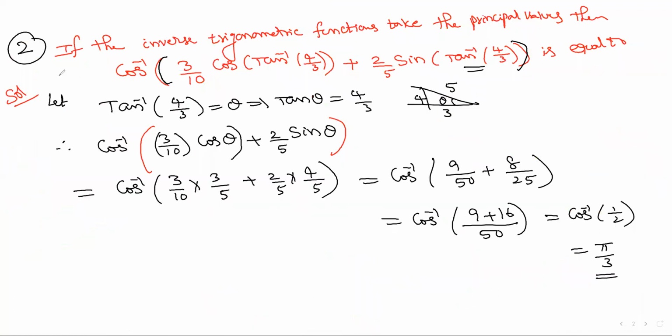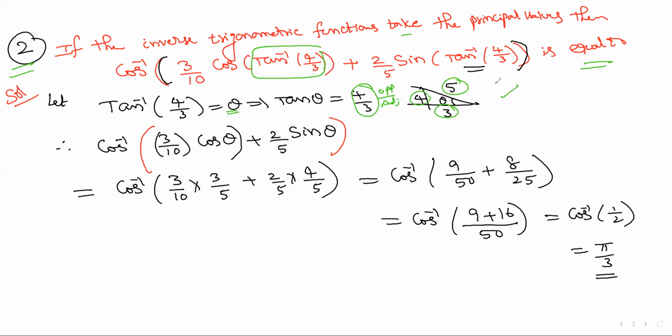Now I am going to explain question number 2. If the inverse trigonometric functions take the principal values, then find cos inverse of this value. Let us take tan inverse of 4 by 3 equal to theta. Tan theta we get 4 by 3. The tan theta formula is opposite side by adjacent side. So here 4, 3, and the hypotenuse is 5.